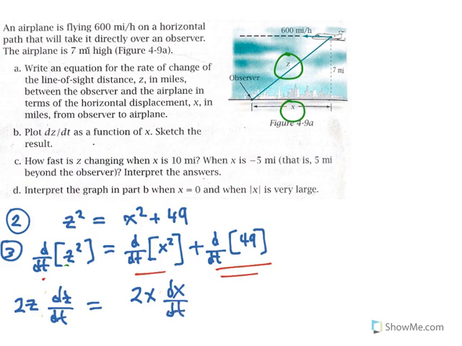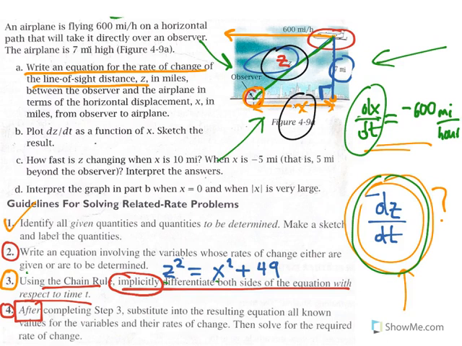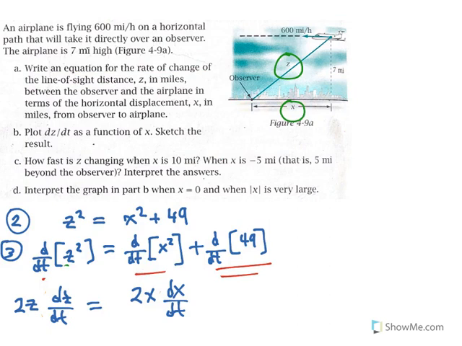Now let's go back to our problem earlier. What are we looking for? We're looking for dz/dt because the problem is asking us to write an equation for the rate of change of the line of sight distance z between the observer and the airplane in terms of the horizontal displacement x in miles from the observer to the plane. So we will solve for dz/dt here.